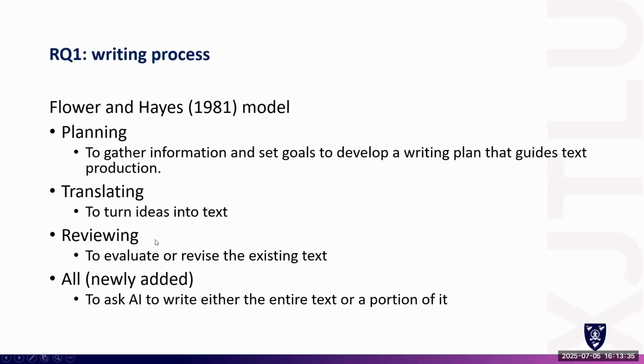And in addition to the 3 categories provided by Flower and Hayes, we also developed a 4th one, which we call all. That is our newly added one, because when we analyzed students' queries with DeepSeek, we found that sometimes they just copy the directions and say something like, write an email for me. So in the all phase, students actually ask DeepSeek to do all 3 things, including planning, translating, and reviewing. So just asking AI to write everything in this task. If that is the case, we code it as all.